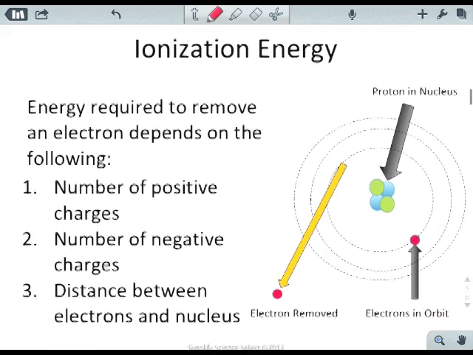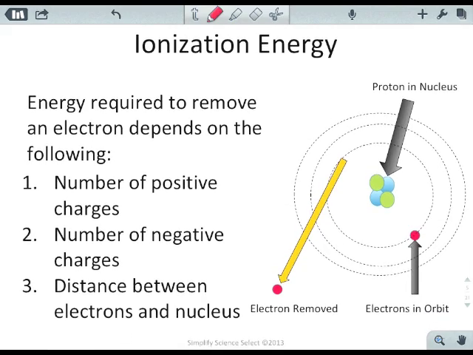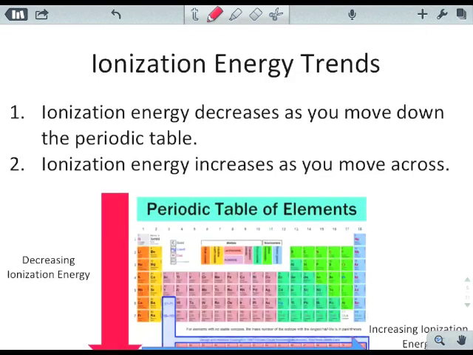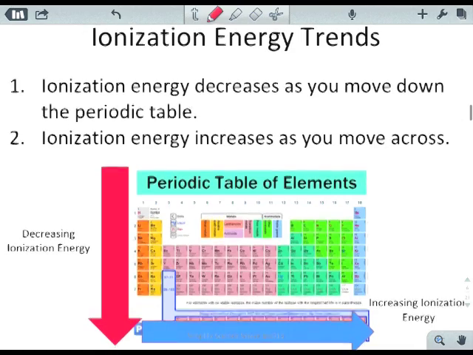Now, when we talk about ions, it leads us into ionization energy. Ionization energy is the energy required to remove an electron, and it depends on the following: the number of positive charges, the number of negative charges, and the distance between the electrons and the nucleus. But this ionization energy follows a trend on the periodic table.